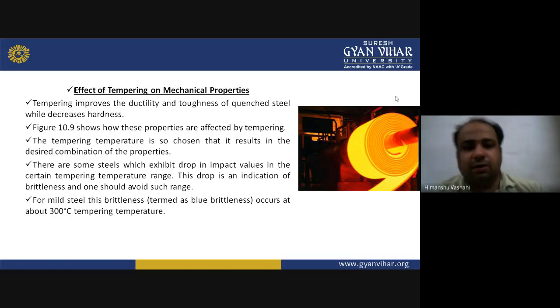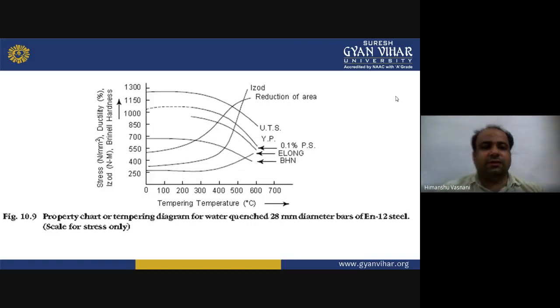Now let me show you this figure 10.9. You can see that on the horizontal axis you have the tempering temperature in degrees centigrade, and on the vertical axis you have the stress or the ductility percentage. They have their respective values. You can see how the hardness is getting reduced and how the elongation is getting increased after certain temperatures.